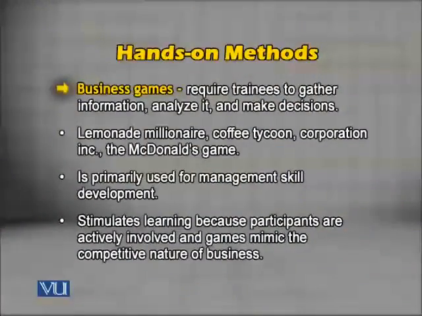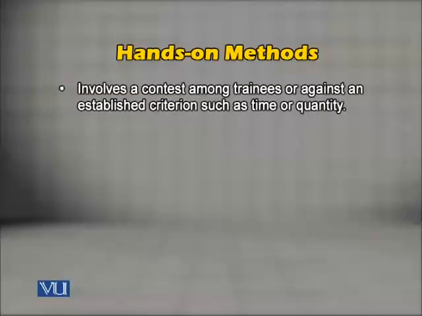The features or essential elements of a business game. Number one, it involves a contest among trainees or against an established criterion such as time or quantity. So ये तो एक पहली बात ये कि इसमें जो most essential component है वो ये कि contest है, competition है किसी दूसरे के साथ या against time और quantity कि आपने इतना achieve करना है या आपने इतने time में achieve करना है. So जब आपके पास एक टारगेट होता है कि आपने कोई काम इतने टाइम में करना है या आपने एक सर्टेन क्वांटिटी को अचीव करना है, you are more motivated to move towards that target.